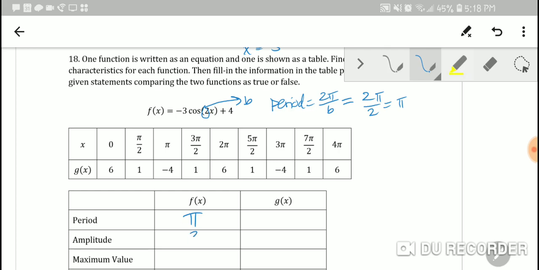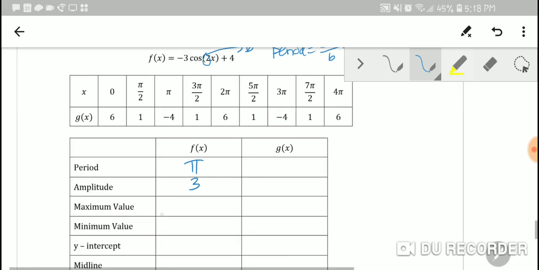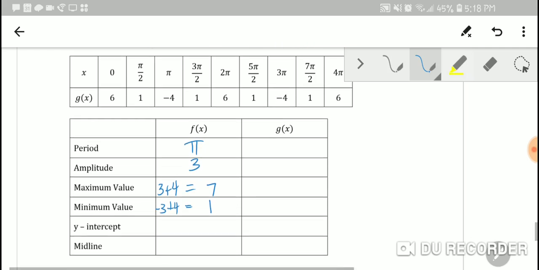Your amplitude in this problem is 3. Please make sure to always make your amplitude value positive. The negative just tells you you're going to reflect. It's not part of the amplitude. Our maximum value can be found by adding the amplitude and the midline, so that would be 7. Your minimum value would be the other direction. So instead of starting at 4 and going up 3, we're going to start at 4 and go down 3. That means our minimum value is at 1.